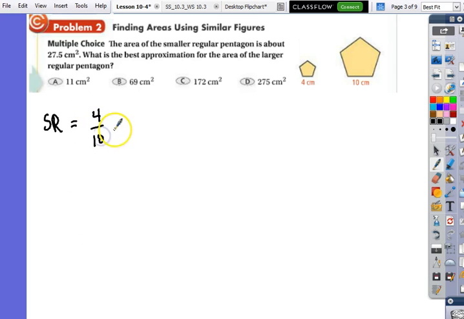Is that reduced? Not 1 over 5, 2 over 5. So let's go ahead and reduce it to 2 over 5. All right. So step one, I have found the sim ratio. Step two, since I am working with areas, I can't use the similarity ratio because the similarity ratio isn't an area ratio. I'm going to have to calculate the area ratio. So I need to find the AR.